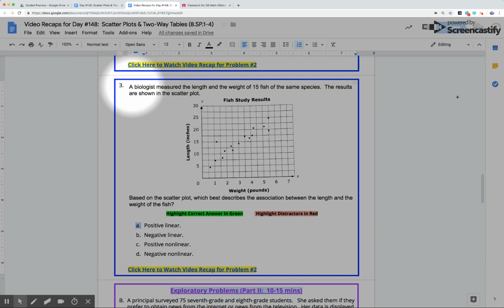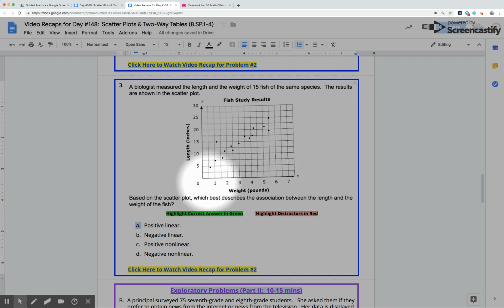Practice problem 3 tells us that a biologist measured the length and weight of 15 fish of the same species. The results are shown on the scatter plot. We see the scatter plot here where the length, in inches, is on the y-axis, and the weight in pounds is on the x-axis.